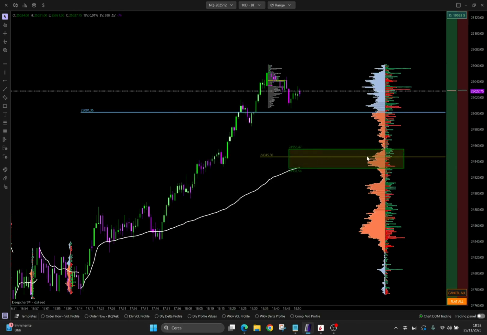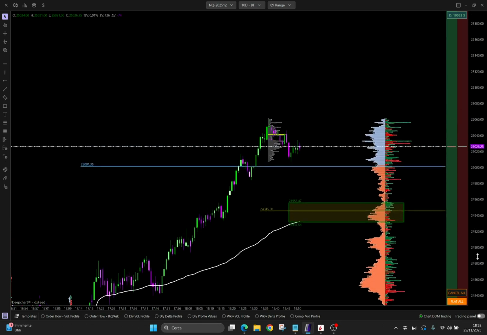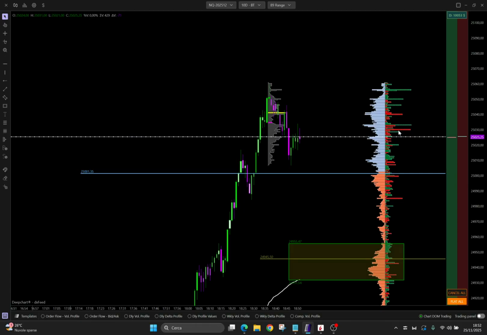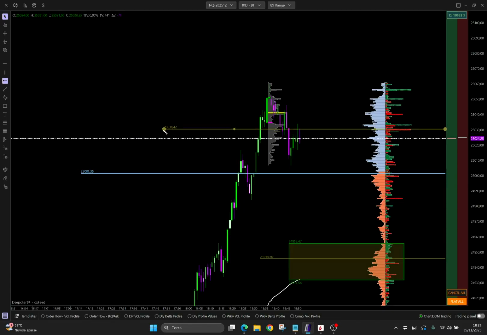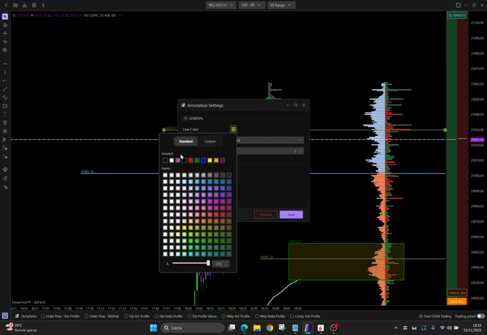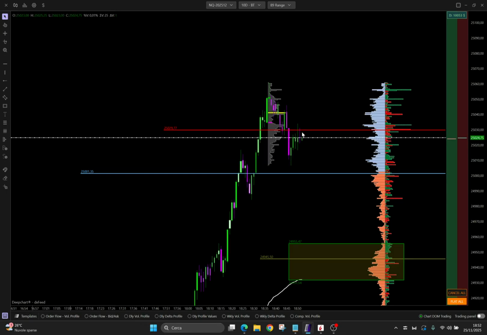Then we have an amazing piece of information here: these sellers, this delta, is not providing you any rejection. So these sellers are getting completely crushed, and the buyers are still auctioning higher. We will see what happens here.